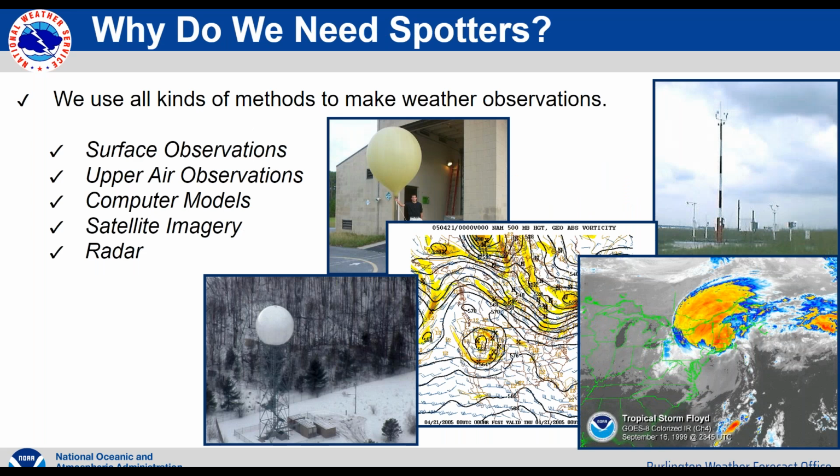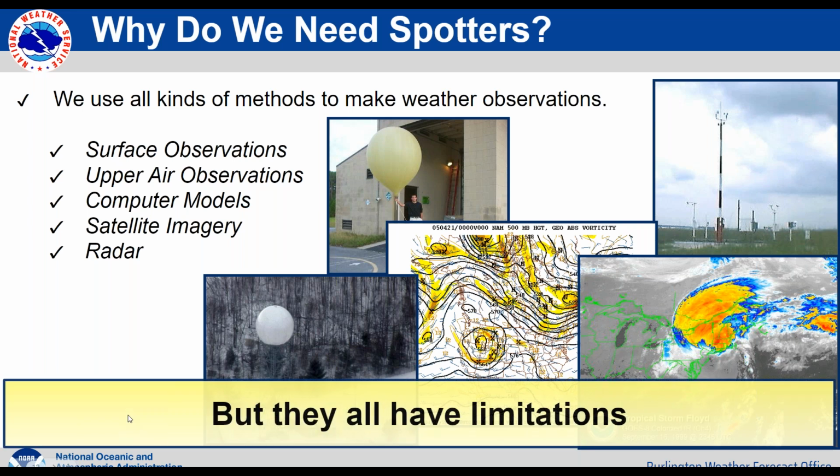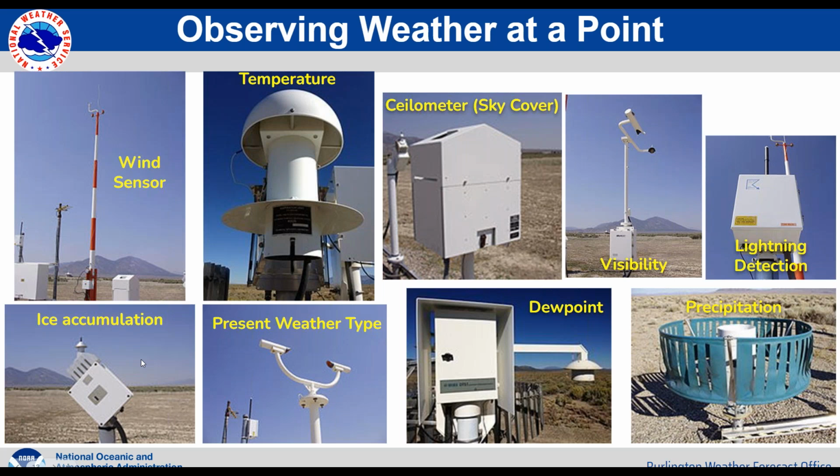So why again do we need spotters? We have all kinds of fancy equipment and tools. We have technology that helps us know the weather without truly being out there, but we still really need that ground truth information of what you're seeing on the ground. Despite our surface observations, our upper air observations taken via balloons, computer models, satellites and radar, they all still have their limitations. They're not quite perfect pieces of equipment. And so here I'm going to give you a few examples of this.